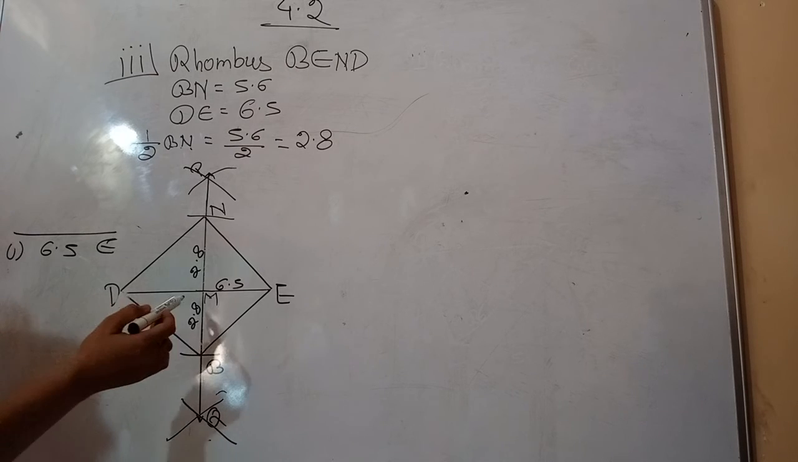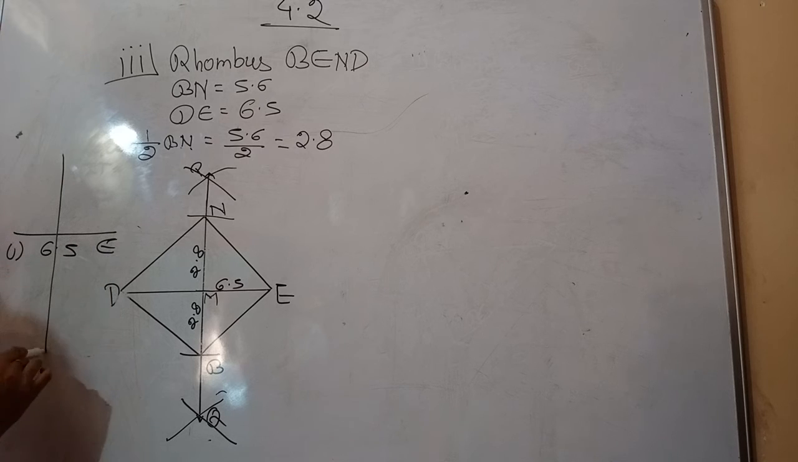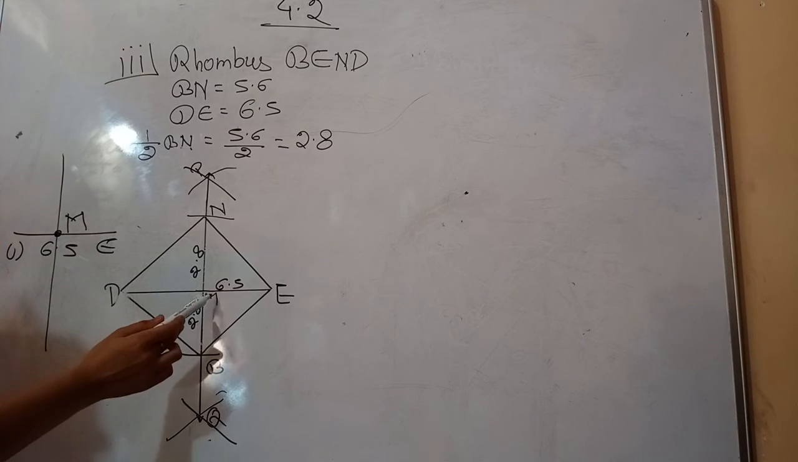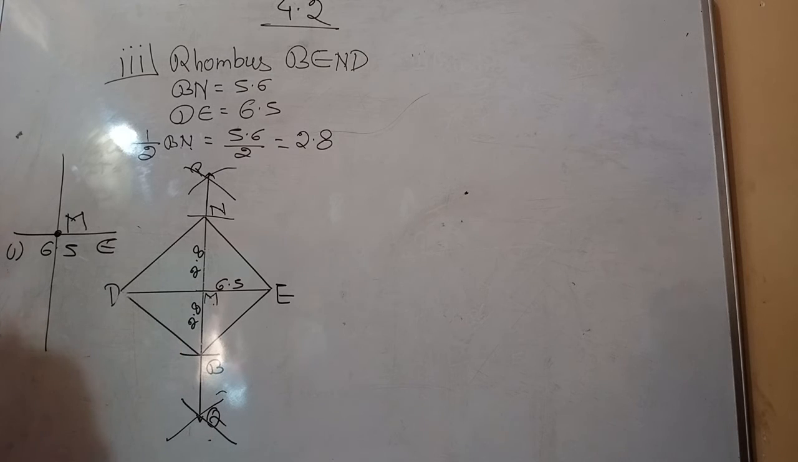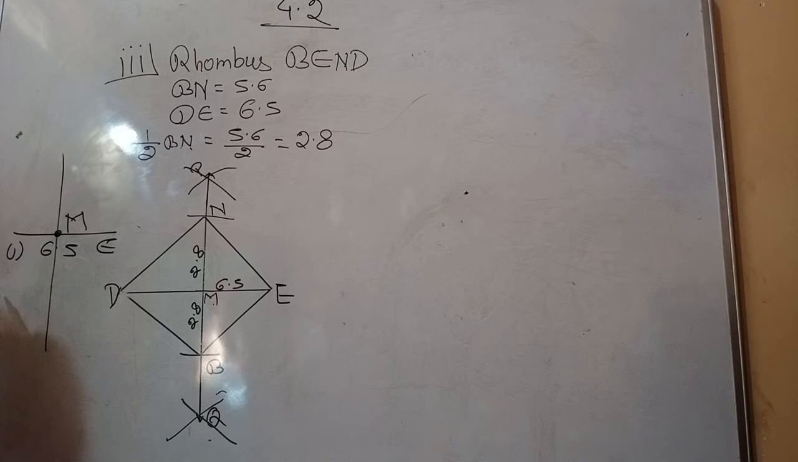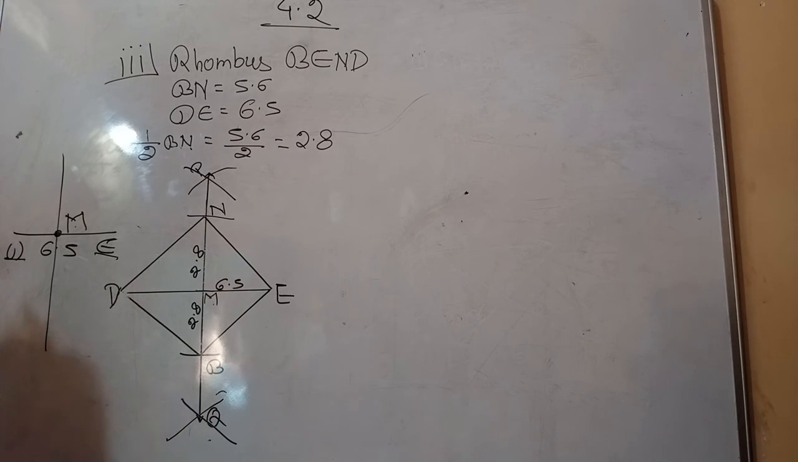Now you will get one intersection point on DE. After constructing the arcs, you will get one intersection point on DE. Name it as M. Now what is M? M is the midpoint of DE. The line DE has midpoint M, which means we have divided the line DE into two equal halves. This is the first equal half and this is the second equal half.